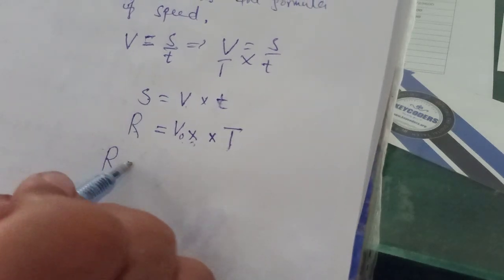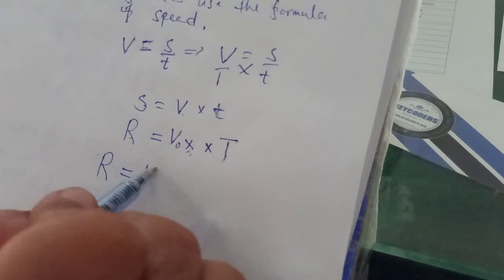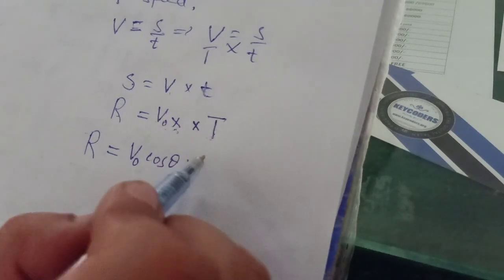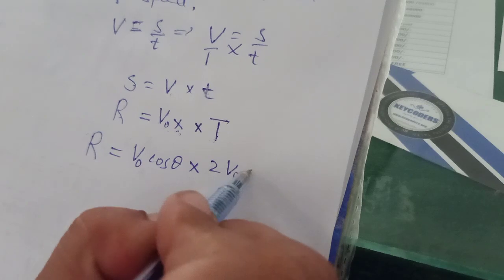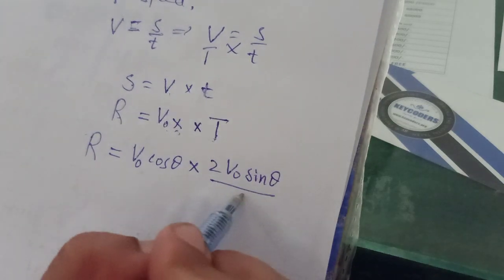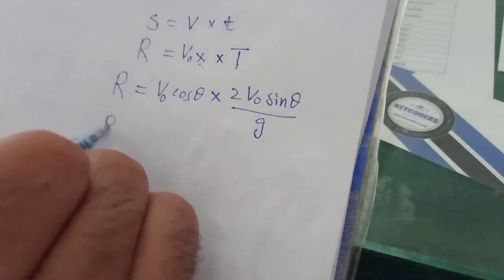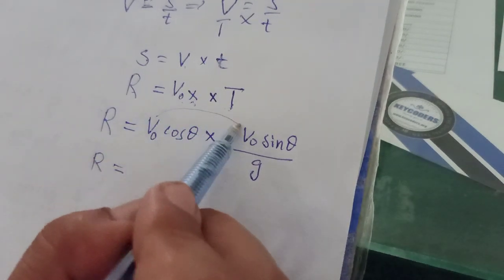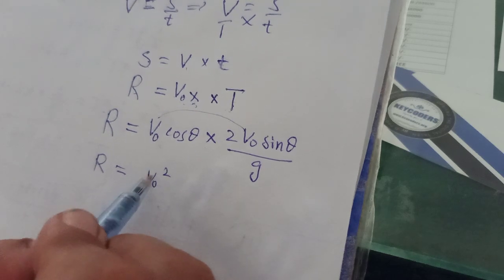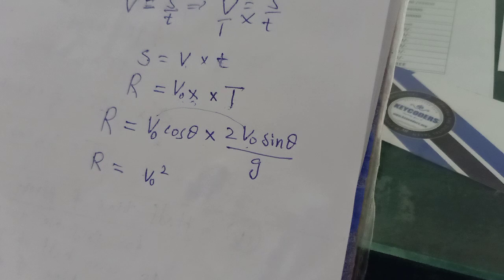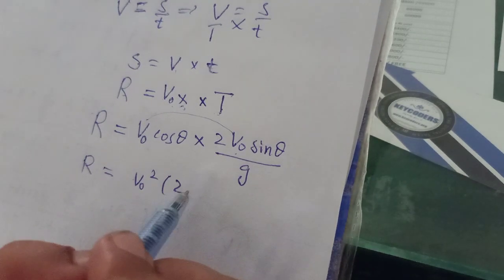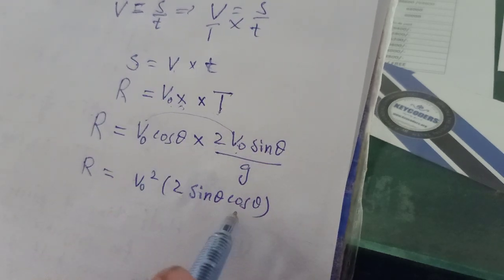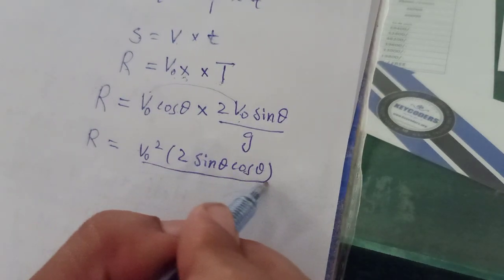So we will take the complete time of flight. Now put the corresponding values in this equation. We know that V naught X is equal to V naught cos of theta. And the value of the time of flight is 2 V naught sine of theta divided by G. Now, if we further simplify it, so what do we get? Look, V naught multiplied by V naught becomes V naught square, and 2 sine theta cos theta is written as it is, divided by this G.